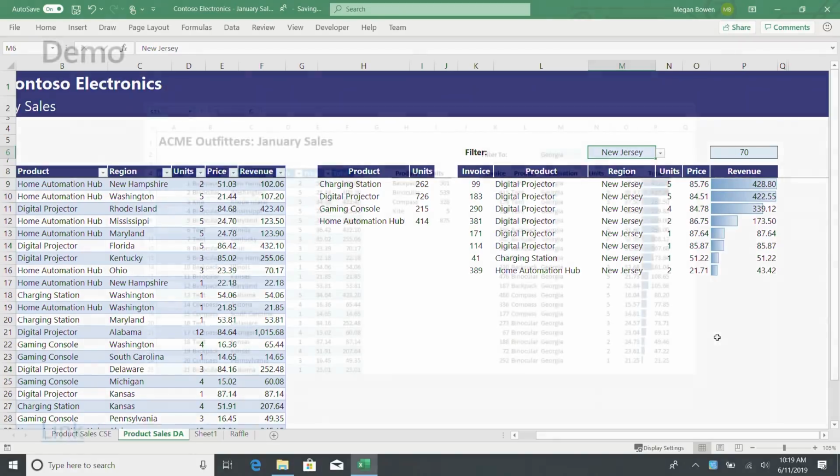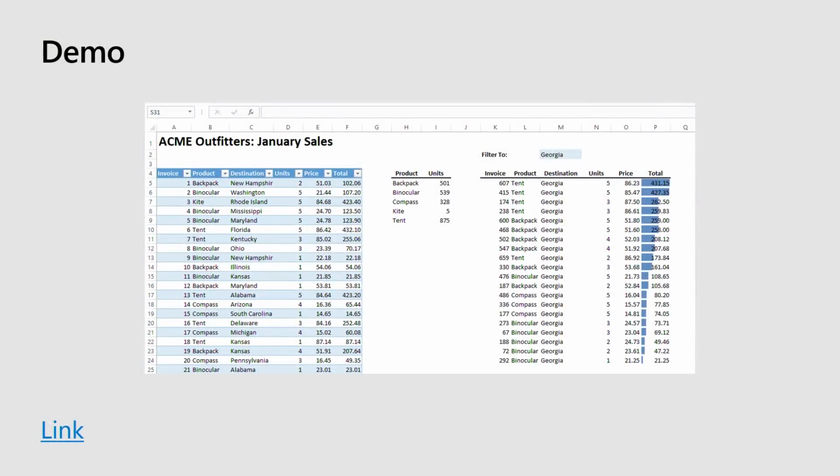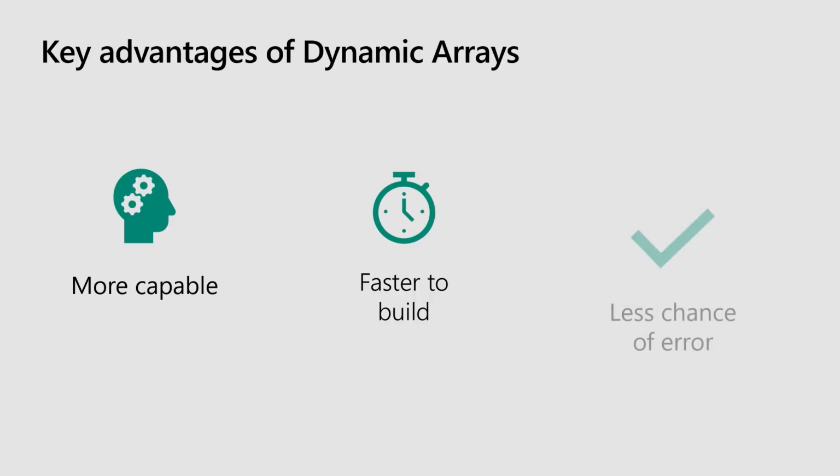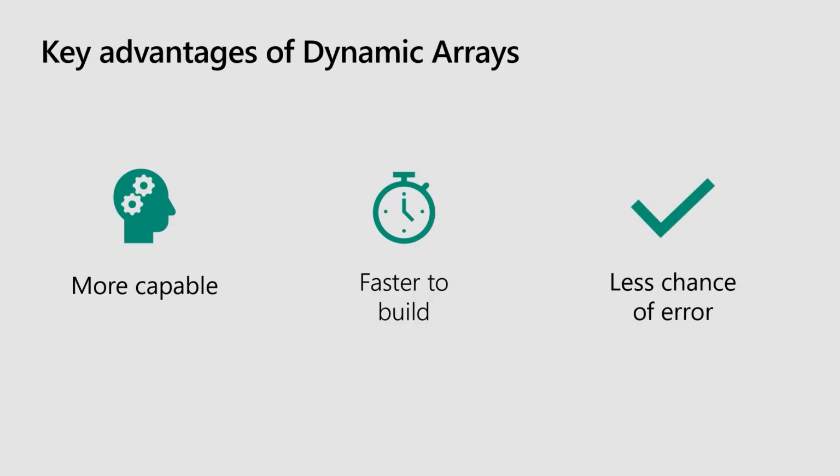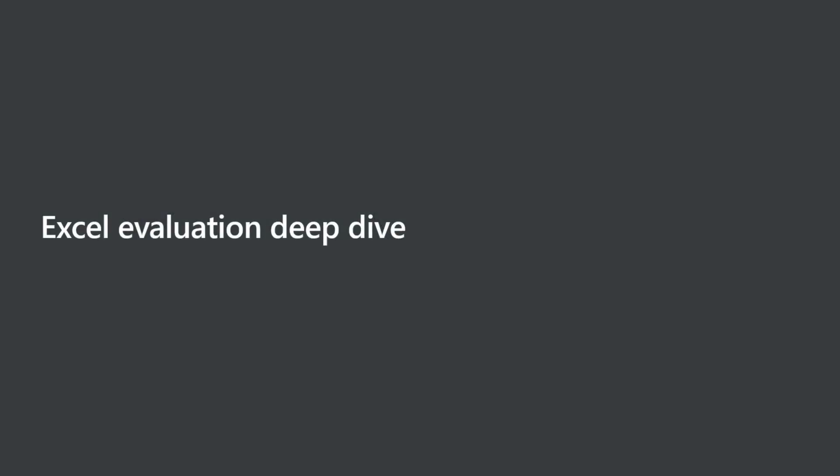Okay. Let's see. So we're probably going to be looking at slides for the next half hour-ish. So let's dive in. Okay, so these are the key advantages of dynamic arrays: more capable, faster to build, less chance of error. And it's difficult to understate the importance of that last one. Fewer formulas means less stuff to review, means less chance of error, means more reliable spreadsheets. So it's a great advantage to use these wherever possible. Okay, so let's dive in to evaluation.